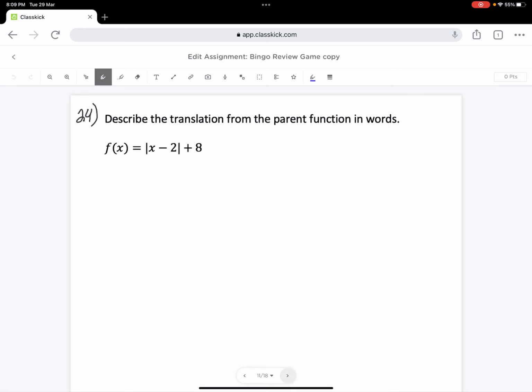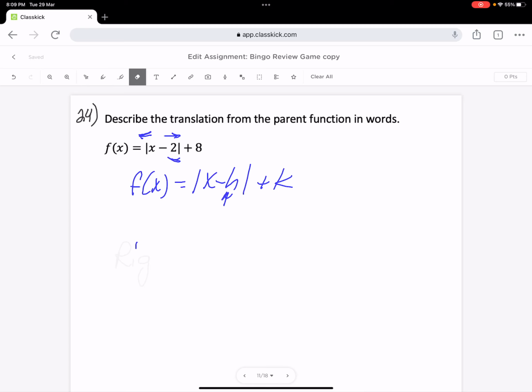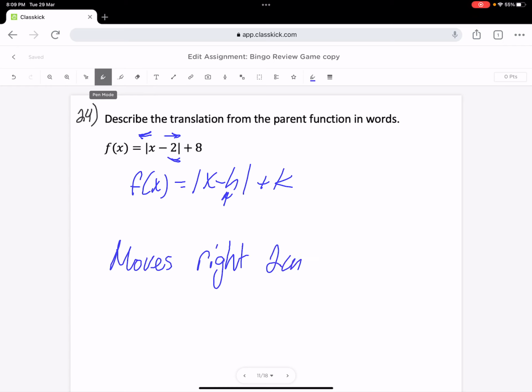Describe the translation. So question number 24. Describe the translation from the parent function in words. Remember, it is f of x is equal to x minus h plus k. This is our horizontal shift. So this is telling me I'm moving left or right, but since our formula is minus h, we go against the sign that we see, the counterintuitive in ways. So this is actually telling me I'm moving to the right. Let me just erase this. So it moves right 2 units.